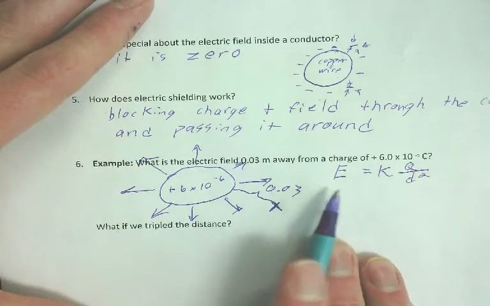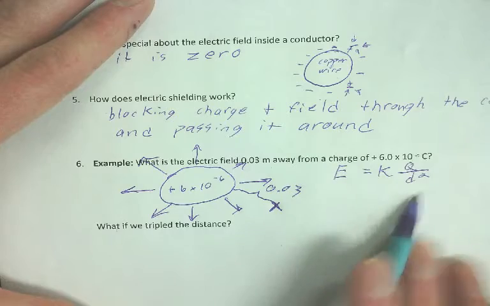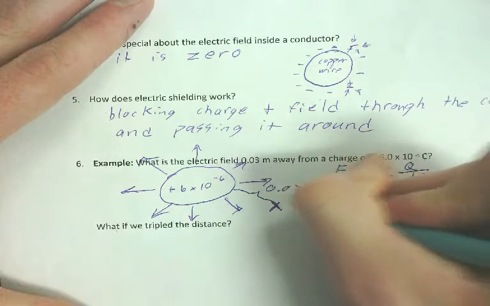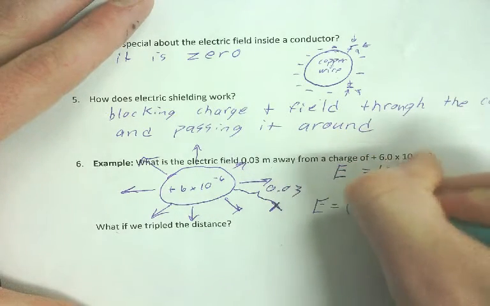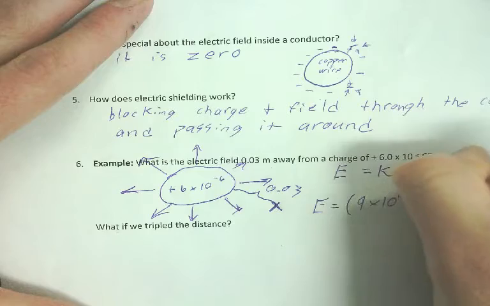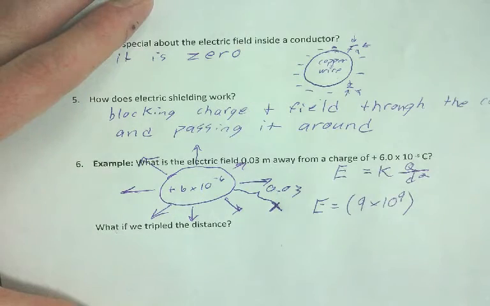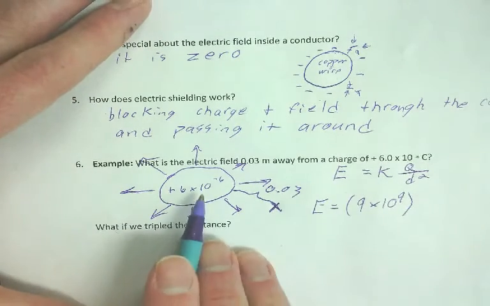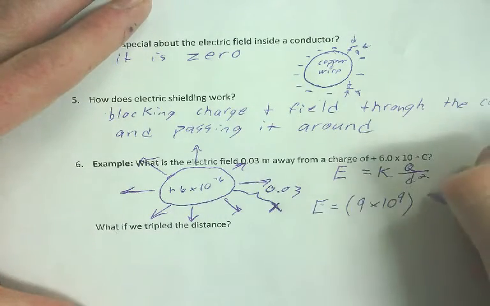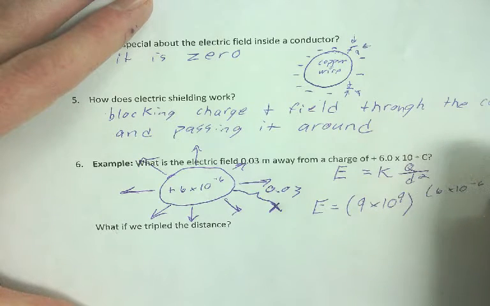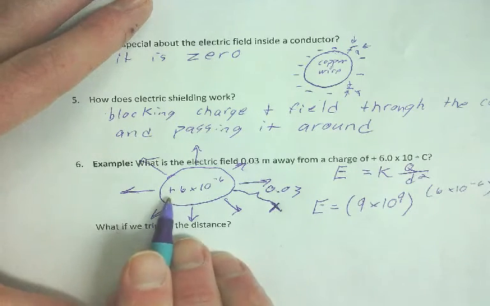So the electric field equation: E equals kq over d squared. E equals k, which is always 9 times 10 to the 9th. And no, you don't have to memorize it. I give it to you all the time. Q is the value of the charge making the field. Okay, so that's 6 times 10 to the negative 6. As per usual, don't plug in any signs that are here.